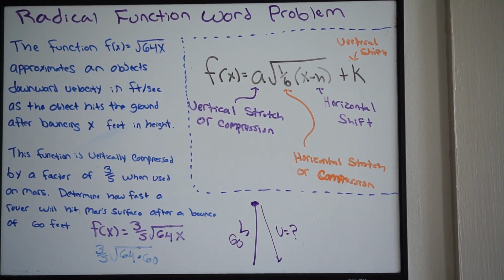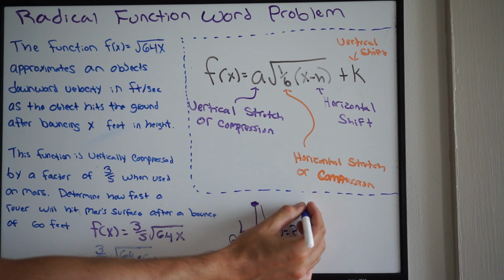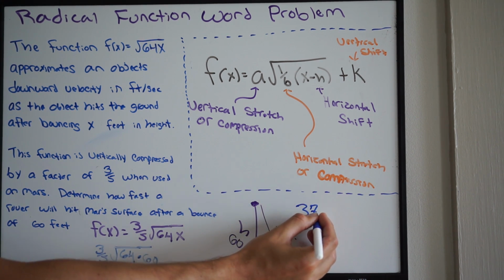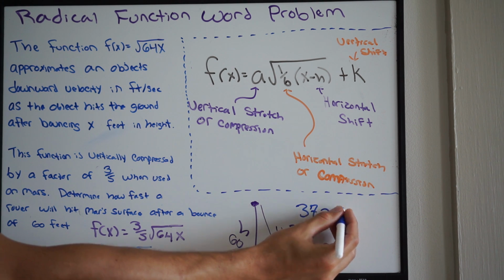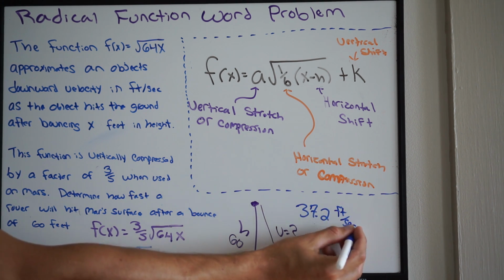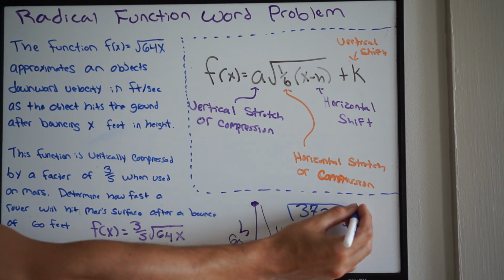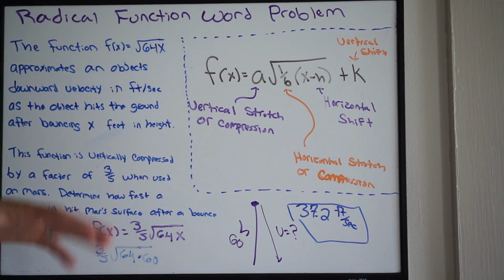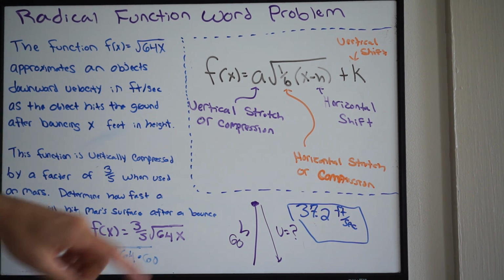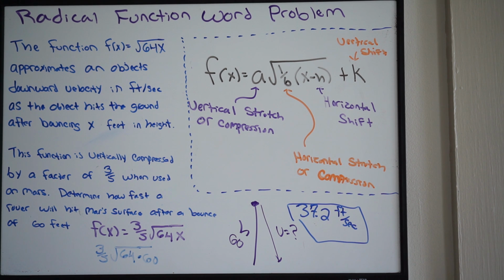So what is that telling us? Well, that tells us that the downward velocity here is going to be 37.2, and we said it's going to be in feet per second. And this is going to be our answer here. So that is what's going to happen if your rover bounces 60 feet. On Mars you can expect a downward velocity of 37.2 feet per second. All right, and that is it.